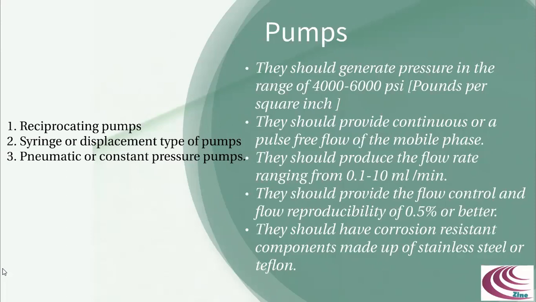The pumps used in HPLC should satisfy general conditions, such as they should generate pressure in the range of 4000 to 6000 psi. They should provide a continuous or pulse-free flow of the mobile phase. They should produce a flow rate ranging from 0.1 to 10 ml per minute. They should provide flow control and flow reproducibility of 0.5% or better. And they should have corrosion resistant components made up of stainless steel or Teflon.